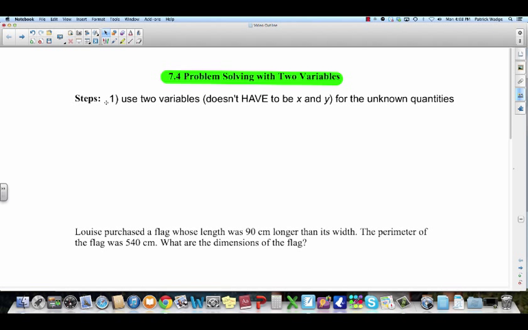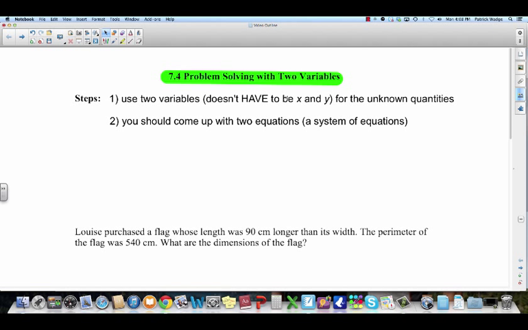Up until now in high school math, whenever we've had word problems and we've assigned an x to something or a y to something, we've just used the one letter. But now, because we know how to solve systems of equations, we can use two letters. So you don't have to use x and y, although we often will.